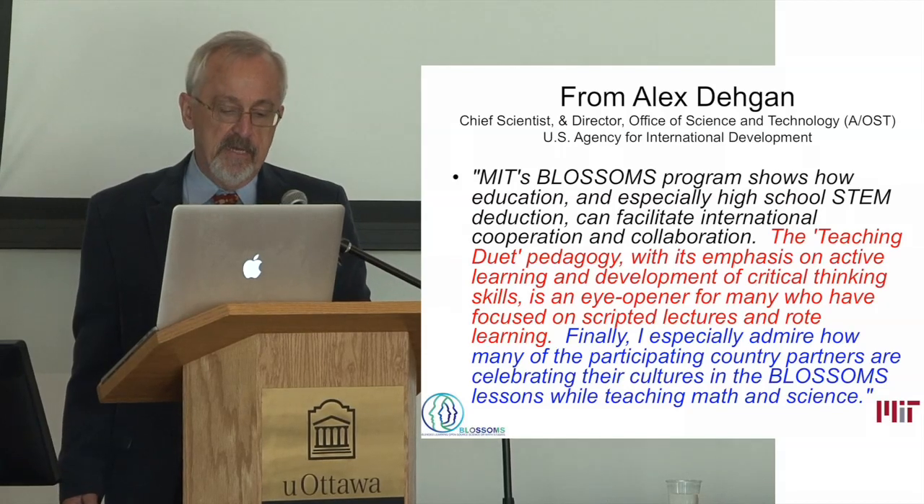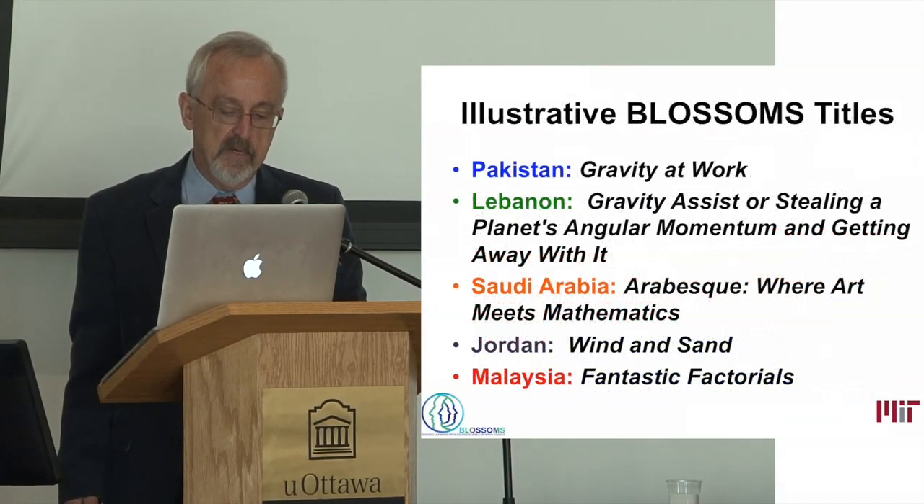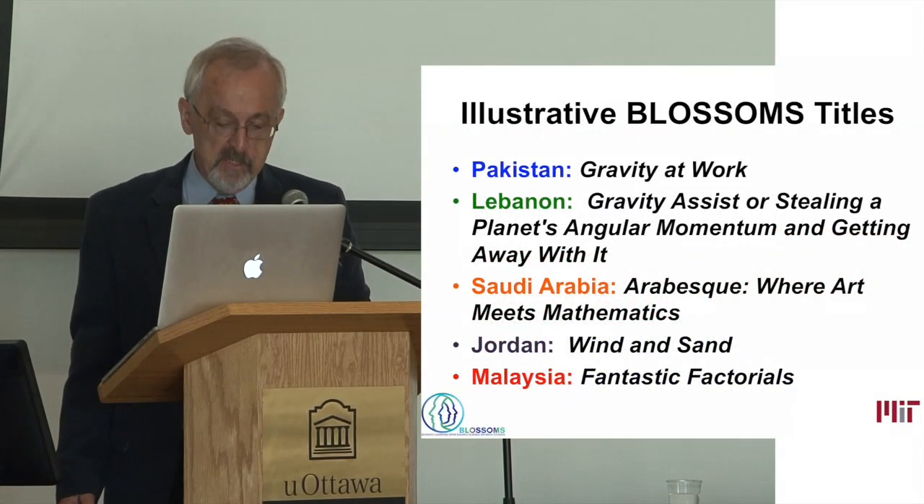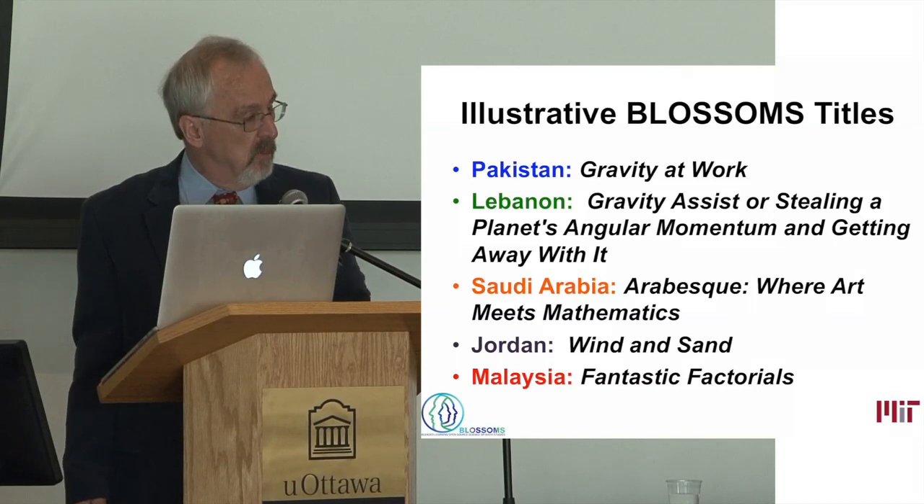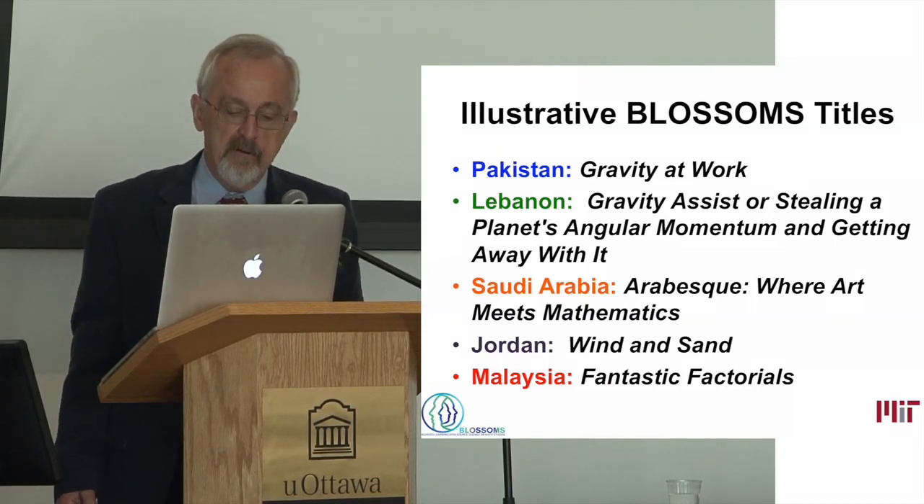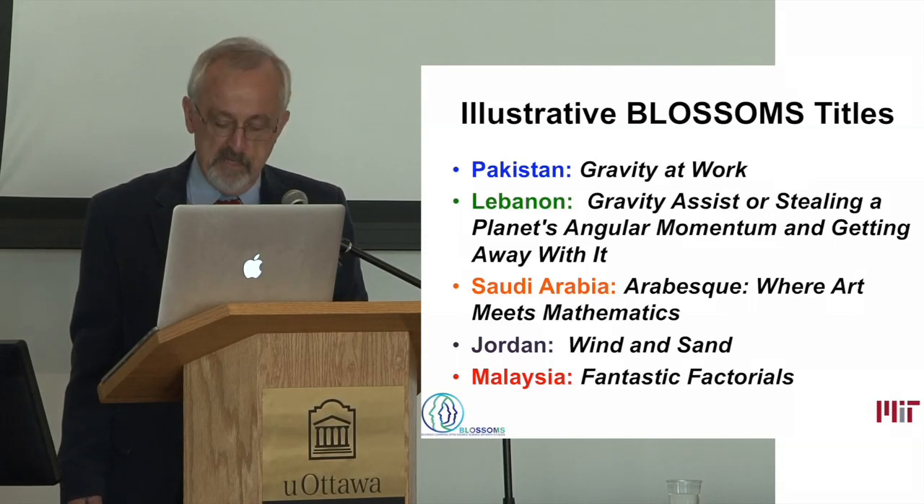Here are some Blossoms titles. Gravity at Work from Pakistan. Lebanon, Gravity Assist, or Stealing a Planet's Angular Momentum and Getting Away with It. Saudi Arabia, where we take STEM and make it STEAM. We put the A in for arts, Arabesque, where art meets mathematics. Jordan, Wind and Sand. In Malaysia, this is one of my favorites, Fantastic Factorials.